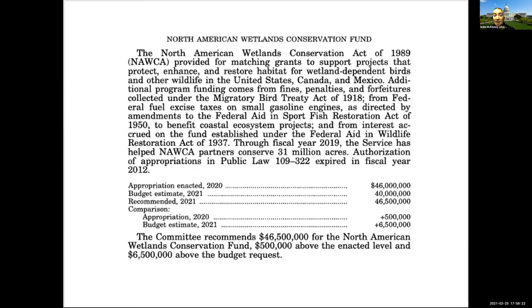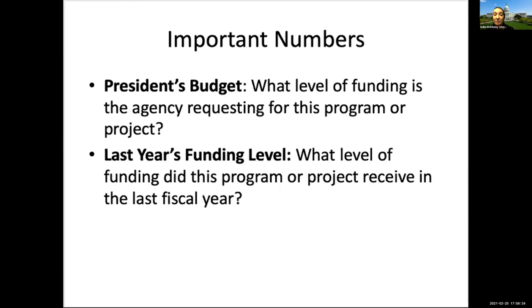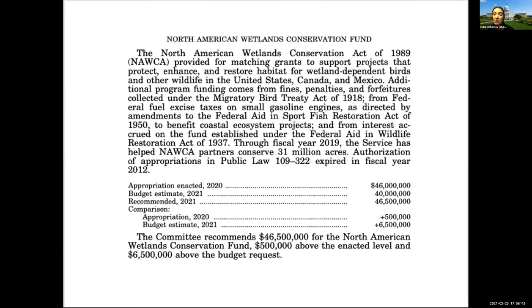The other question I get asked sometimes is, what if I have a project or a program that I want that isn't in the president's budget and didn't get funded last year? And the answer to that question is, it is not happening. Figure out how to do what you want within something that's already a line item on the bill. Getting a new line item in the bill is almost impossible. You have to have presidential sign off from the Oval Office. It's really, really hard.